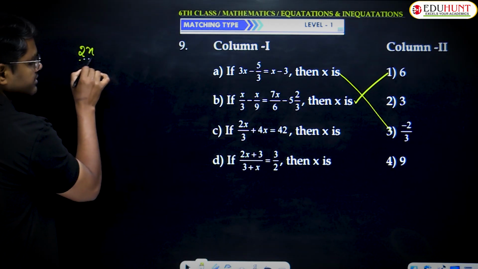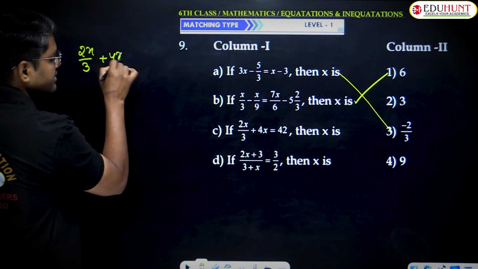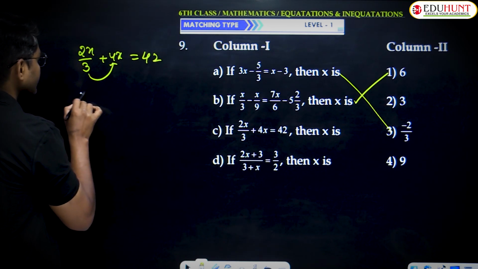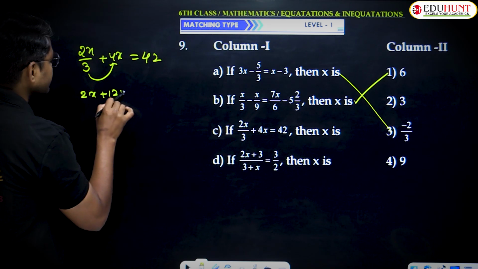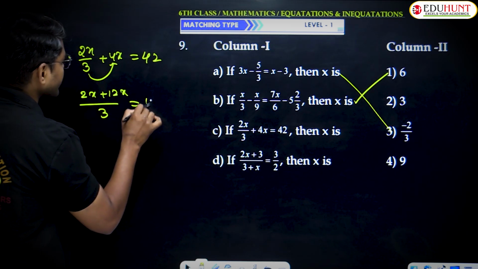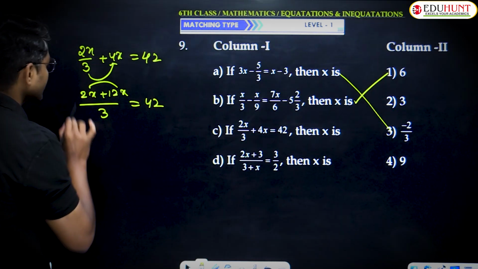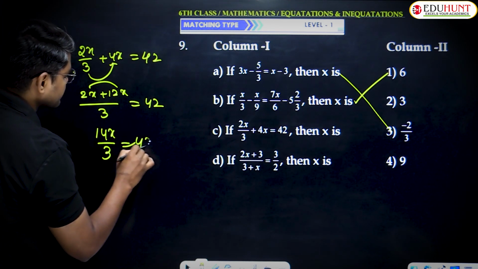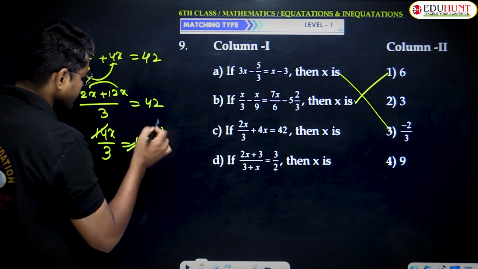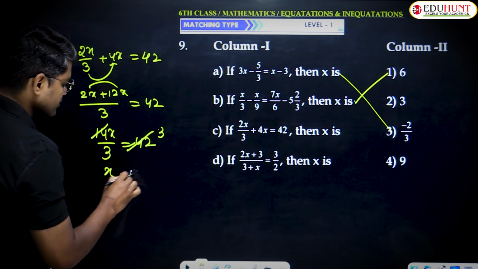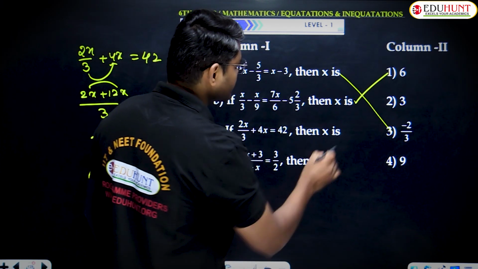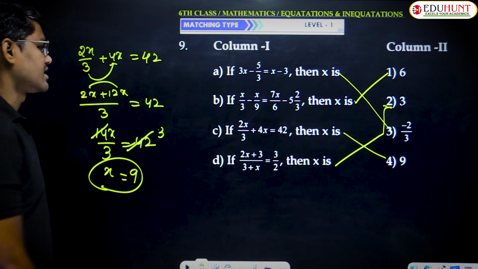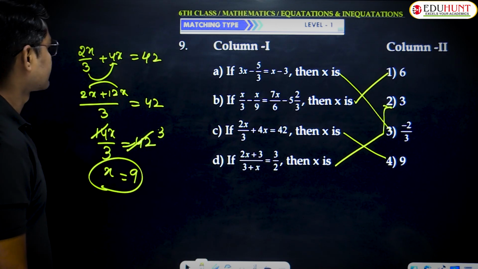2x by 3 plus 4x equivalent to 42. So, 3 4s 12, 2x plus 12x by 3 equal to 42. 3x plus 2 plus 12, 14x by 3 equal to 42. 14 ones, 14 3s. X is equal to 3 3s 9. So, this one. So, the remaining is 2. Okay. So, this is matrix match. Let us see the next one.